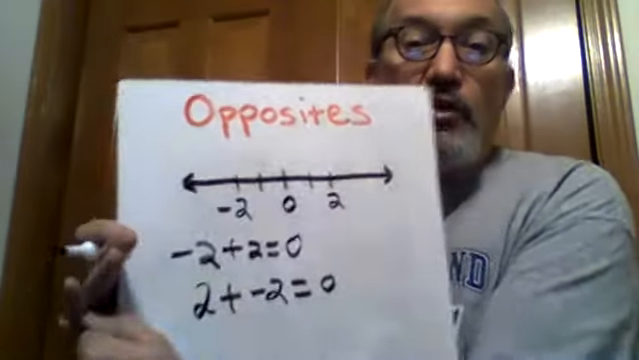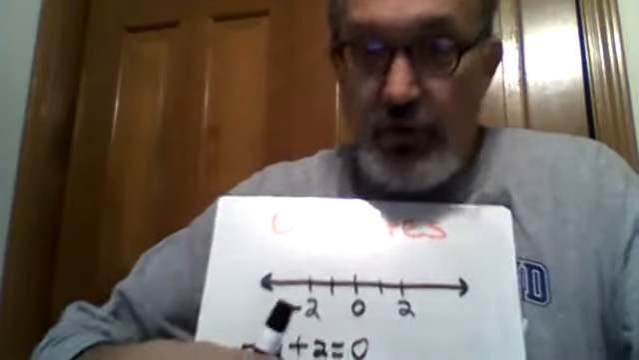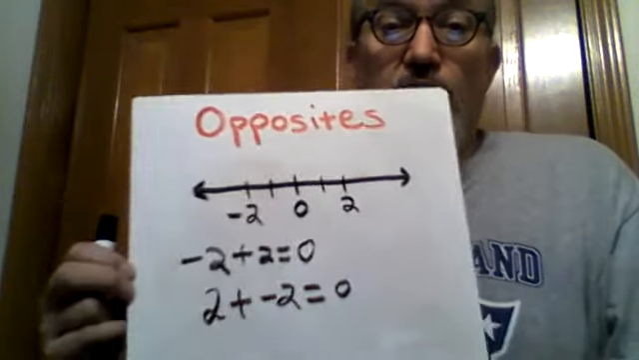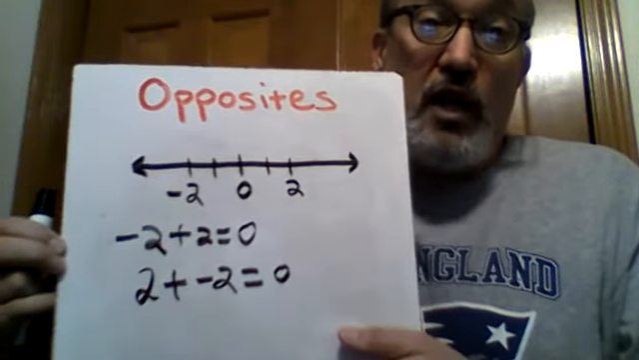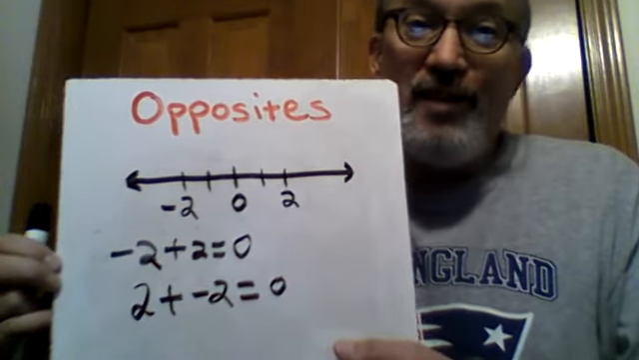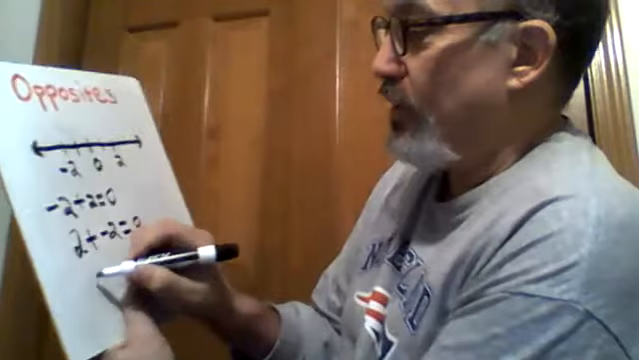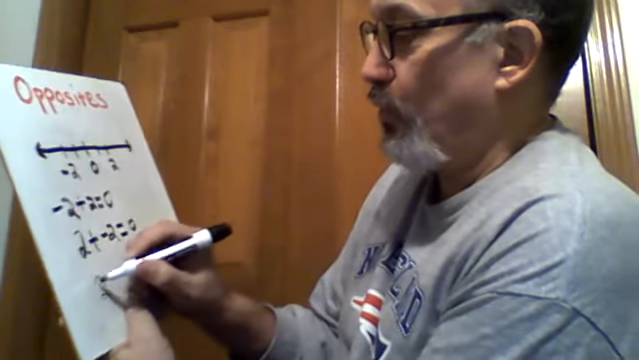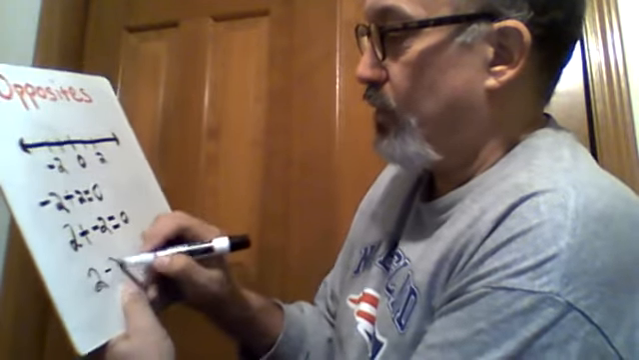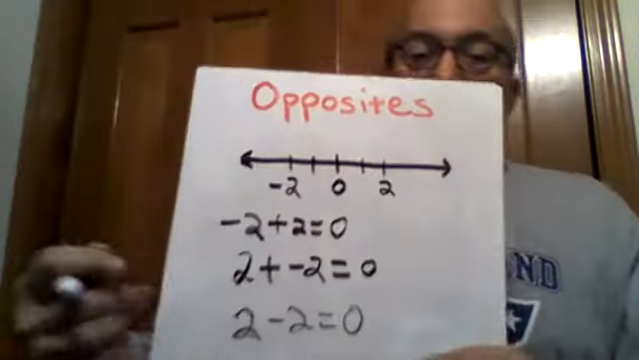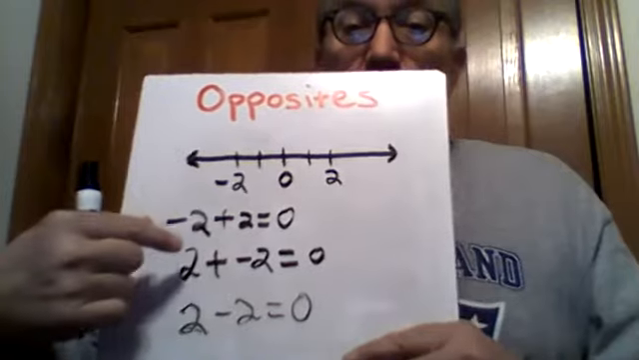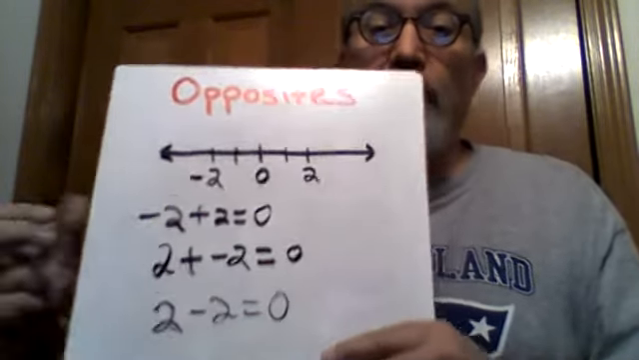And the reason I mention this is that you might recognize 2 plus negative 2, except when you first encountered it in first grade or earlier, you didn't think of it as 2 plus negative 2. You thought of it as 2 minus 2. And of course, 2 minus 2 is still 0, whether we think of it in the subtraction form or in the form of 2 plus negative 2.